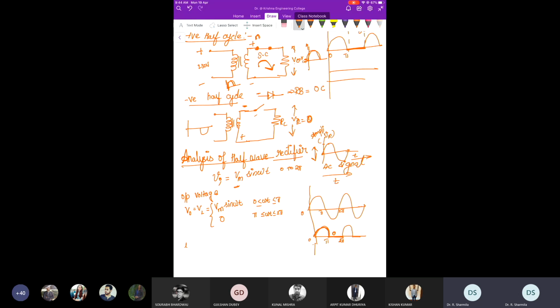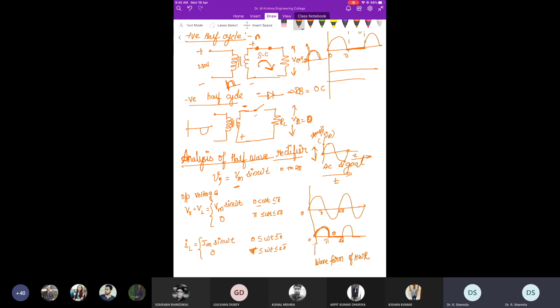Now I can write my current value also, the current across the load resistance. That is IL equal to Im sine omega t. Its value is for omega t less than or equal to pi, and 0 otherwise, that is, from pi less than or equal to omega t less than or equal to 2 pi. This is the main important thing in the exam. You have to draw the waveform also. This is the waveform of the half-wave rectifier.